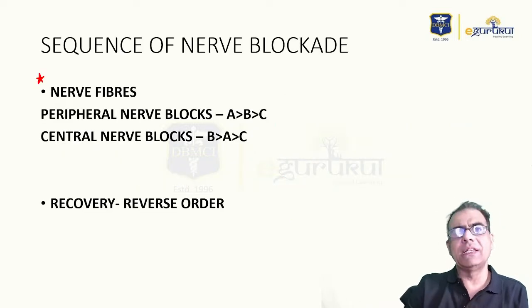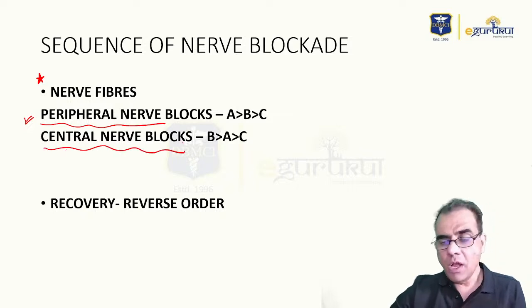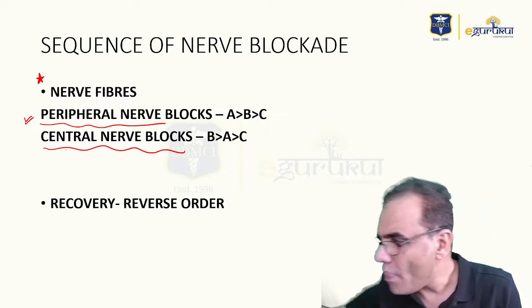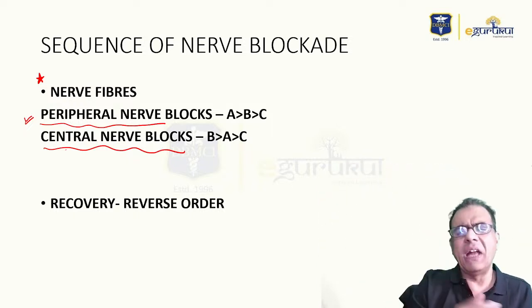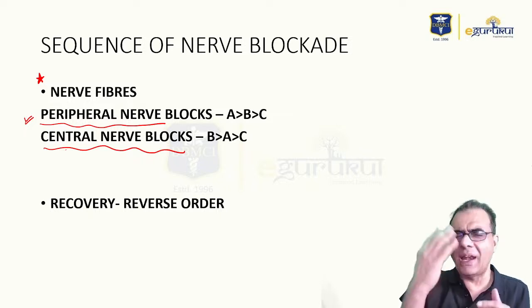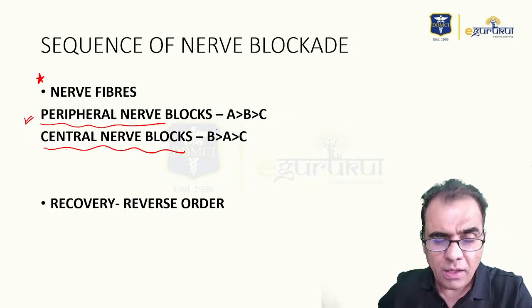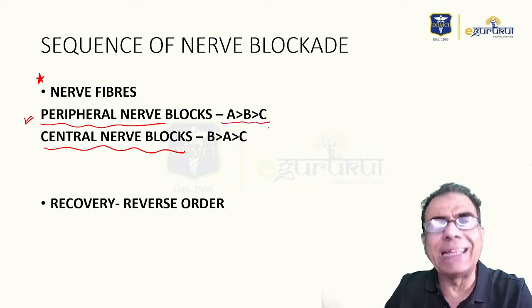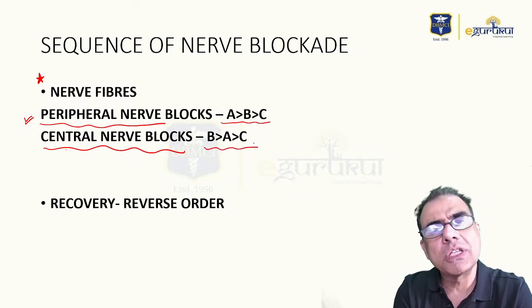Now this is the reason why there is controversy, because there is a separate sequence for peripheral nerve block and a separate sequence for central neuraxial block. The sensitivity of a nerve fiber depends on a number of factors like fiber diameter, myelination, number of nodes of Ranvier, anatomy, pH, so many factors. Considering all these factors together, the sequence of nerve block after peripheral nerve block is that first to be blocked is A, then B, and then C. And after central neuraxial block, it is B, A, and C. So this is the reason for the controversy.